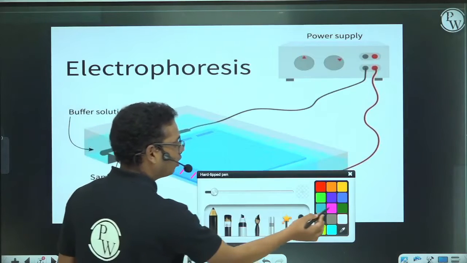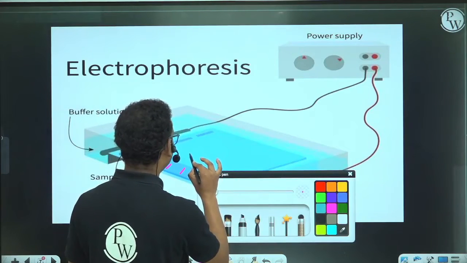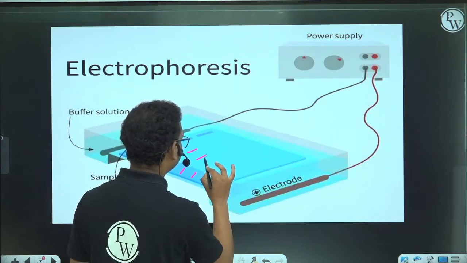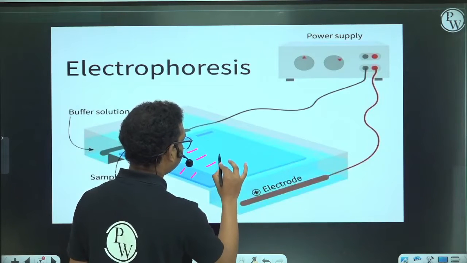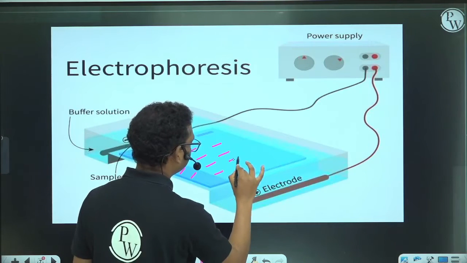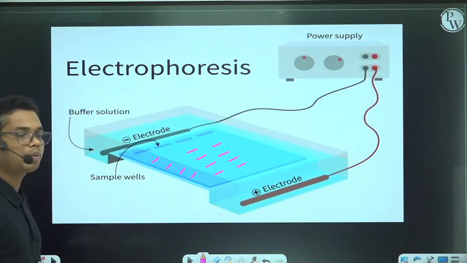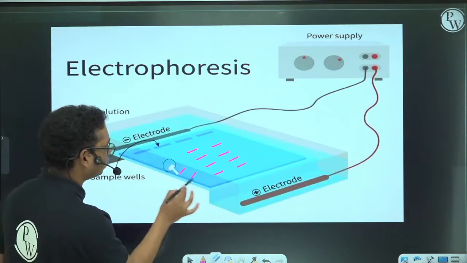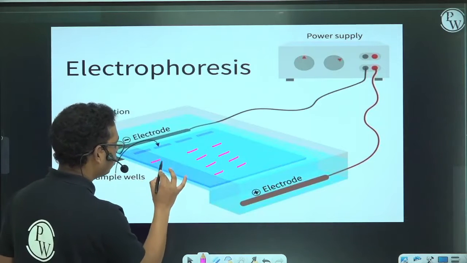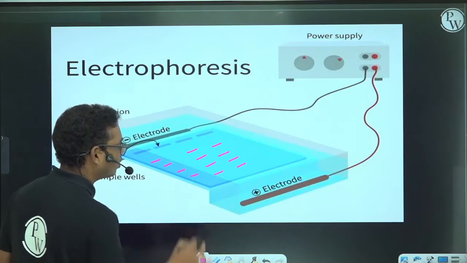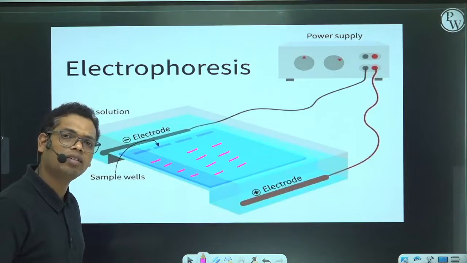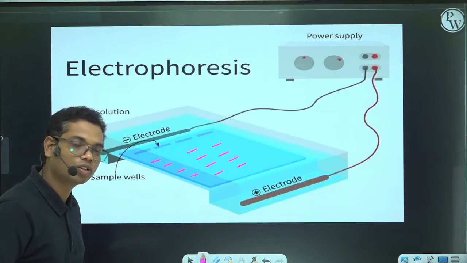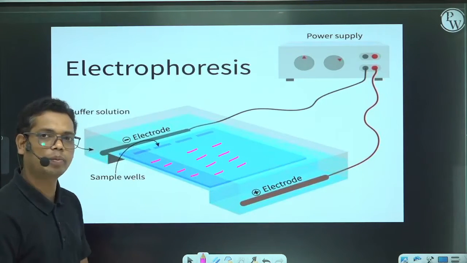Here also I will get the DNA band like this. So I'm getting the DNA band over here. I can say the smaller the DNA fragment, the faster it will move. This is the point you have to remember over here.